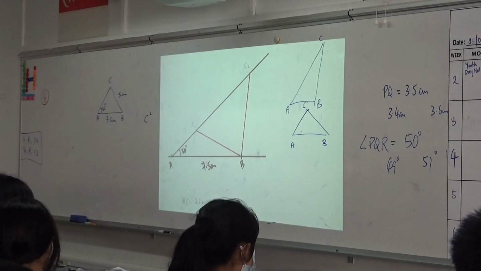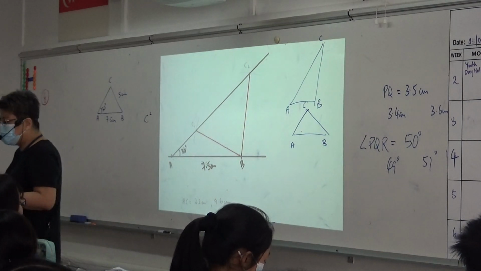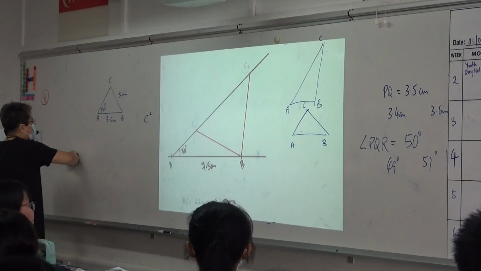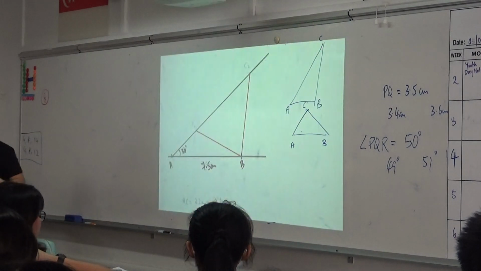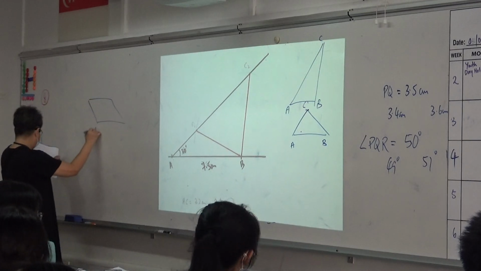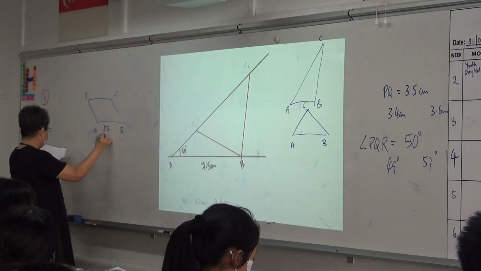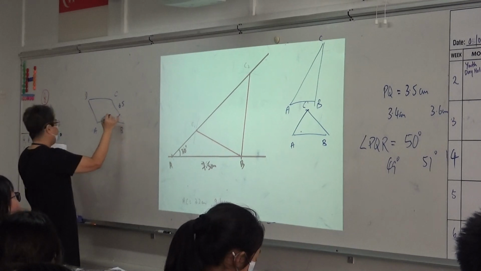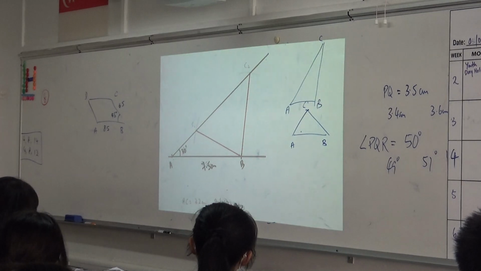Construct a parallelogram ABCD such that AB is 8.5, BC is 6.5, and angle ABC is 45. Now, before you draw the actual one, I always say to draw a sketch, right? Okay? Now, let us draw a sketch. A, B, C, D. Now, they say AB is 8.5 cm, BC is 6.5 cm, and this angle ABC is 45 degrees.